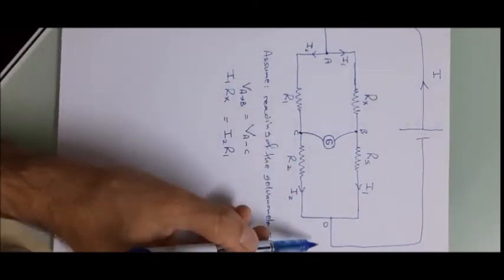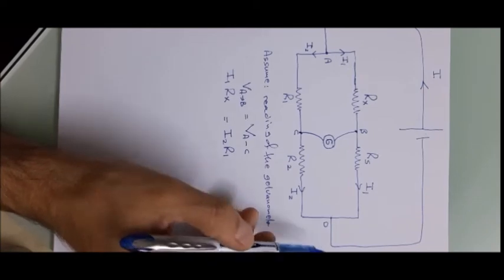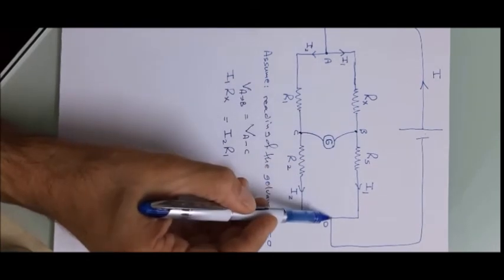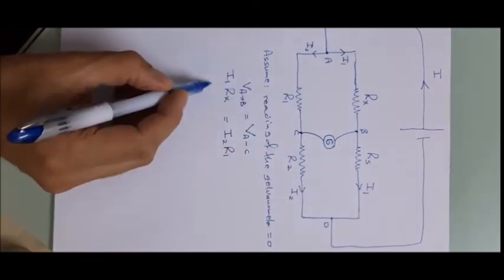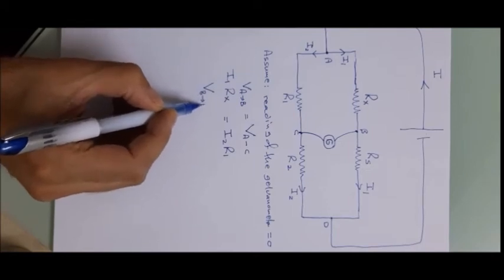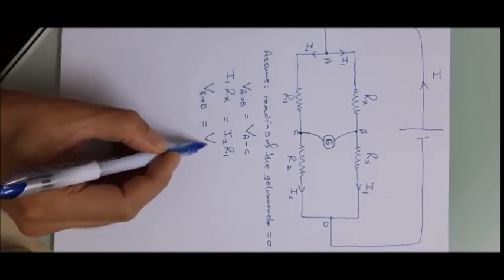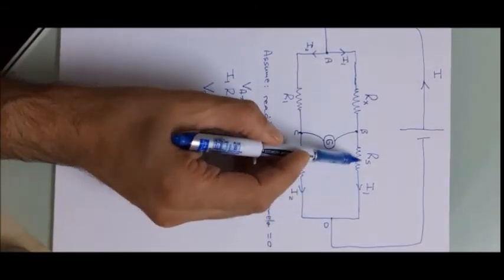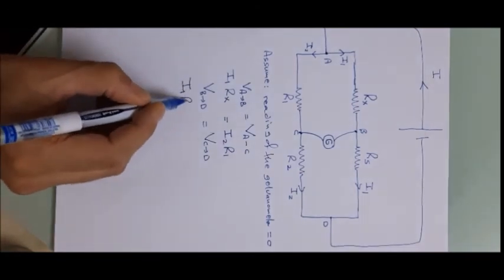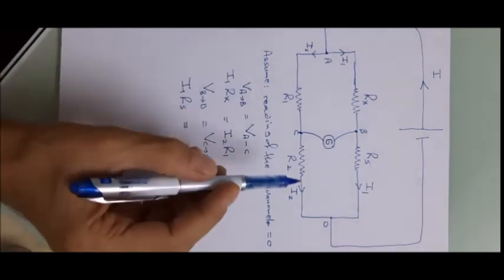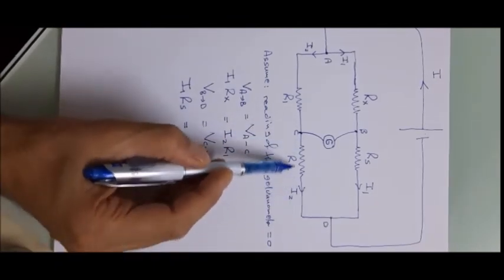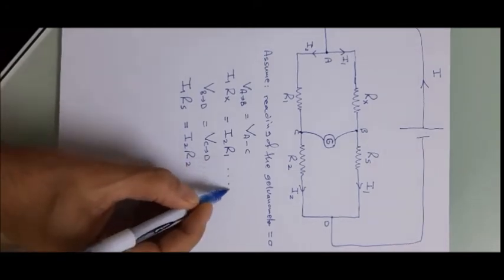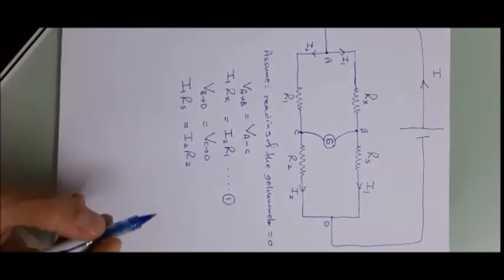Now if we go to the other side, we can say the same. The potential difference between D and B is the same as the potential difference between D and C. So VBD equals VCD. But this potential BD is I1 multiplied by Rs, and the potential CD equals I2 multiplied by R2. This is equation number 1, and this is equation number 2.